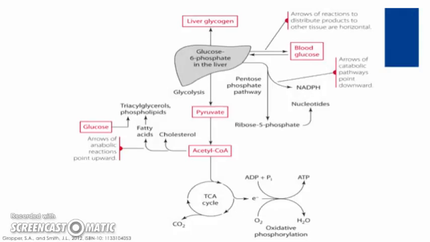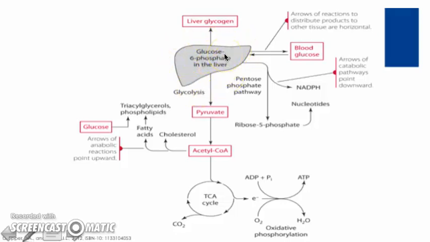We have three diagrams that will depict the role of the liver in carbohydrate metabolism, protein and amino acid metabolism, and lipid metabolism. In each of the diagrams, we're going to see arrows either pointing up or down or from side to side. Arrows pointing side to side indicate reactions distributing products from one tissue to another. Arrows of catabolic pathways are pointing downwards, whereas arrows of anabolic pathways or reactions are pointing upwards. Therefore, this diagram depicts processes of carbohydrate metabolism and the key central role of the liver.